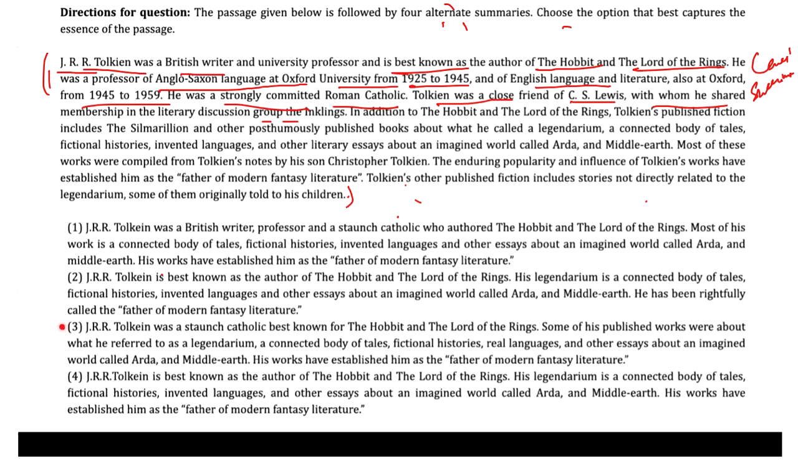So now look into option 4. Option 4 presents all the important ideas without any change of meaning. Therefore, we consider the correct answer is 4.